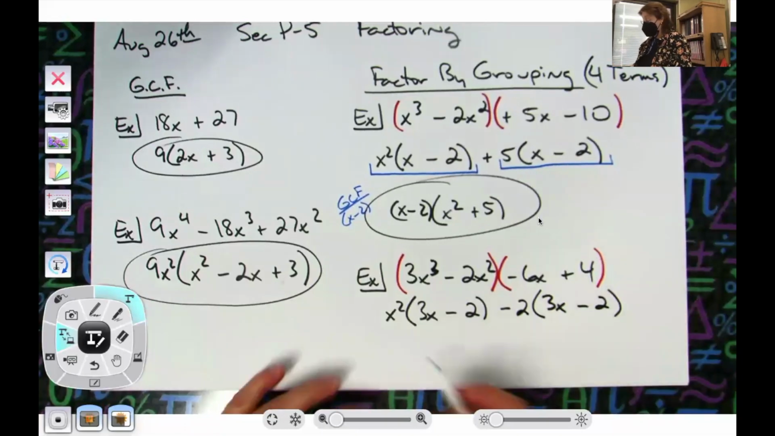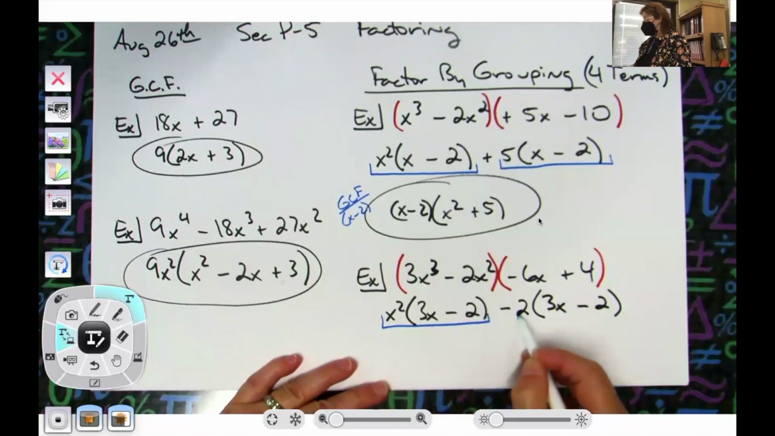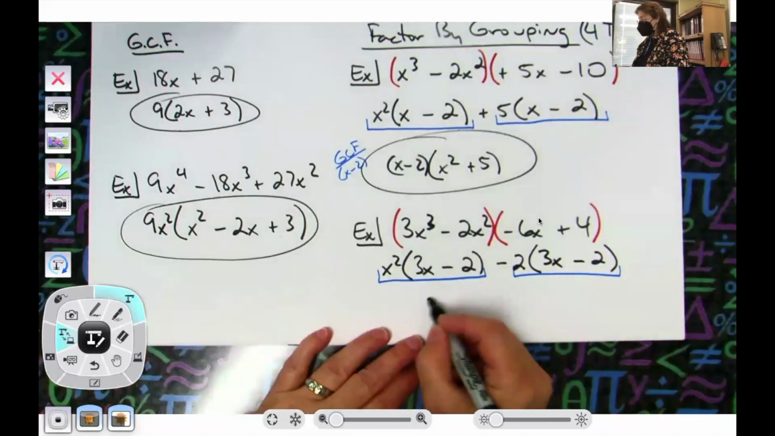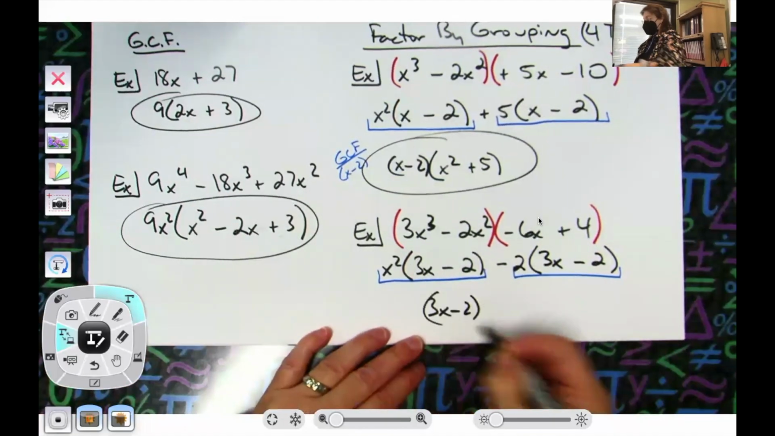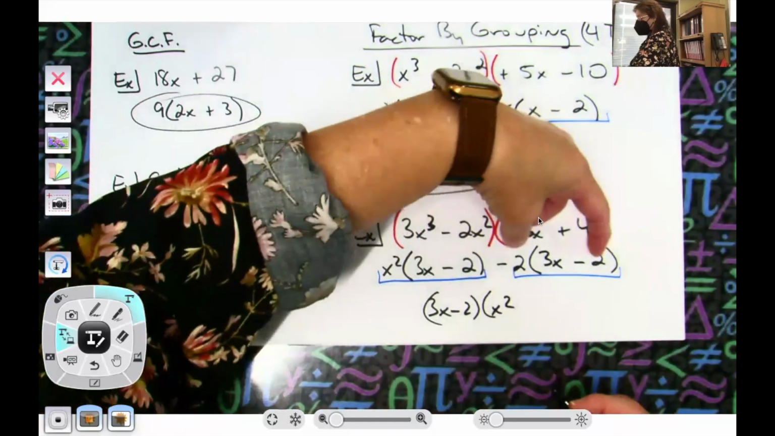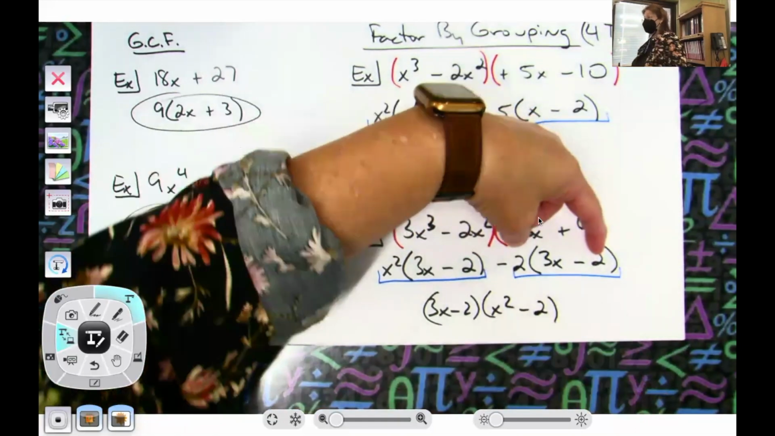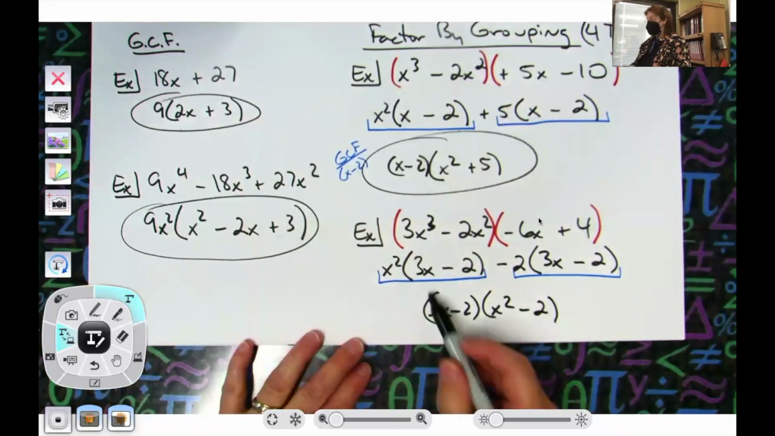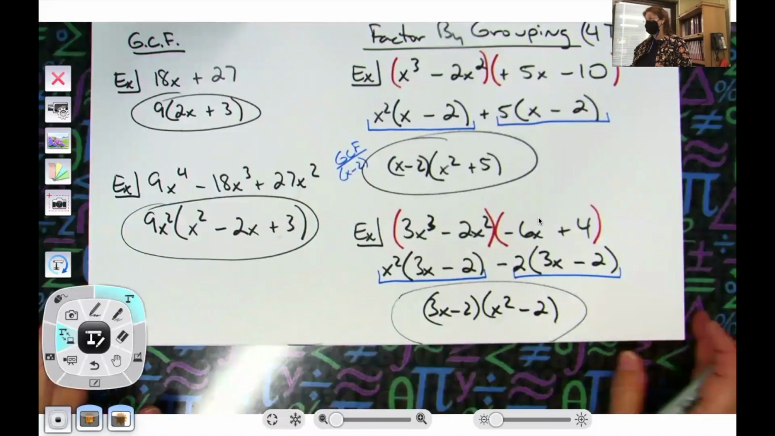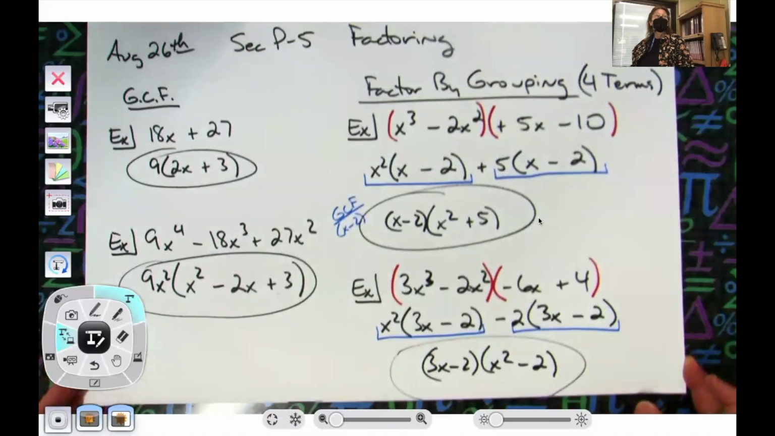All right, now again, if I think of that as 2 terms, then I would be factoring out the common binomial of 3x minus 2. What's left in this first term? X squared. What's left in the second term? 2. Okay. All right, so that's factor by grouping. Pretty good on that one? Okay.